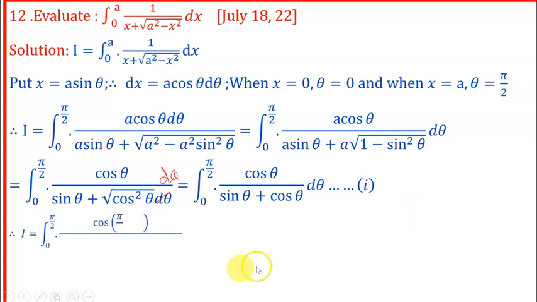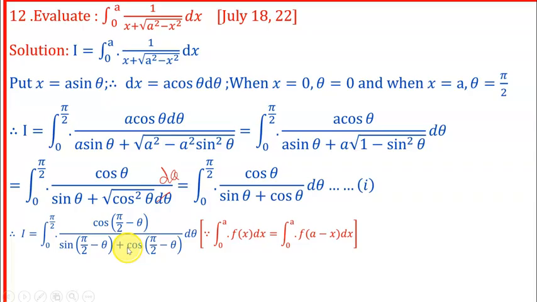Now next, integral 0 to pi by 2 cos of pi by 2 minus theta upon sin of pi by 2 minus theta plus cos of pi by 2 minus theta, with the help of this property. Which is the property? 0 to a f of x dx can be written as 0 to a f of a minus x dx. Now cos of pi by 2 minus theta is sin theta. Sin of pi by 2 minus theta is cos theta. Cos of pi by 2 minus theta is sin theta. Therefore, our integral becomes 0 to pi by 2 sin theta upon sin theta plus cos theta into d theta.